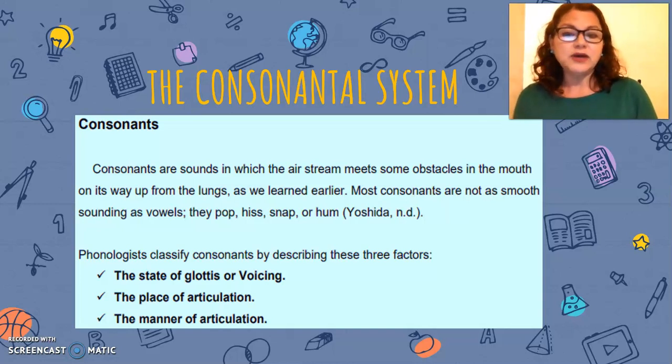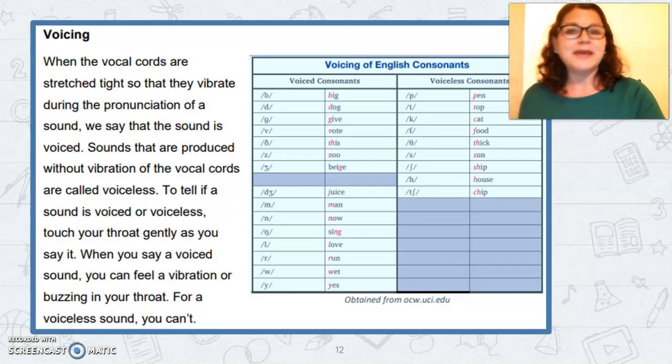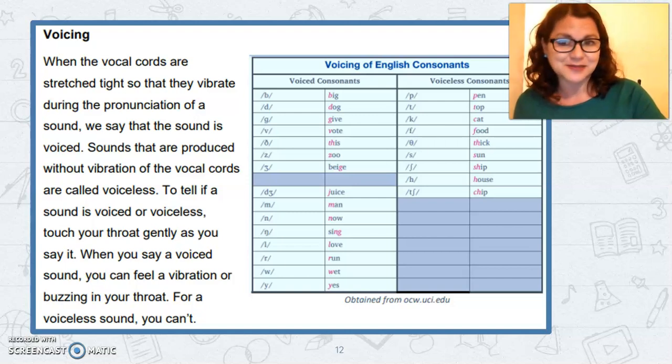Phonologists classify consonants by describing these three factors: the state of glottis or voicing, the place of articulation, and the manner of articulation. Voicing: when the vocal cords are stretched tight so that they vibrate during the pronunciation of a sound, we say that the sound is voiced. Sounds that are produced without vibration of the vocal cords are called voiceless.